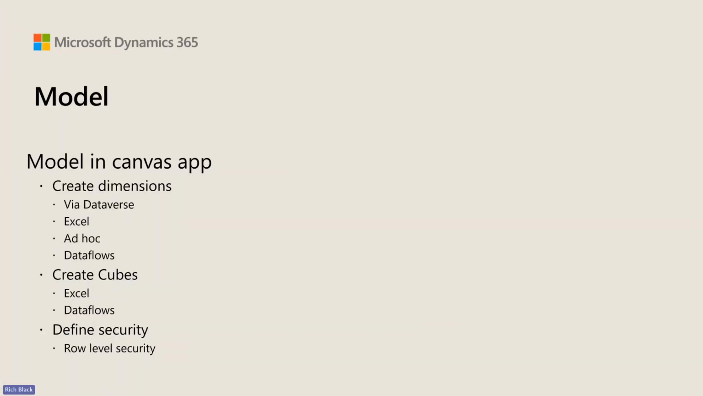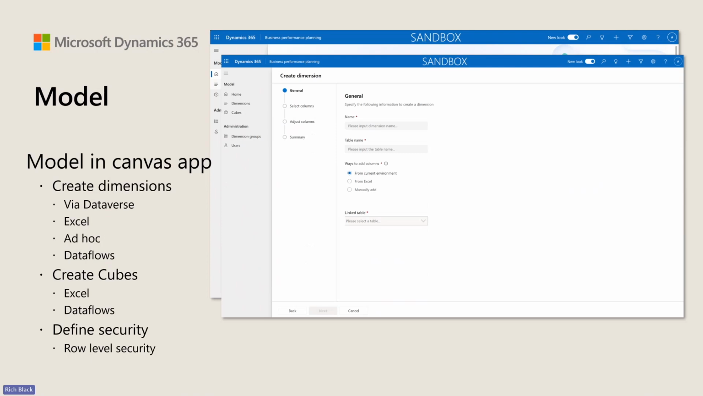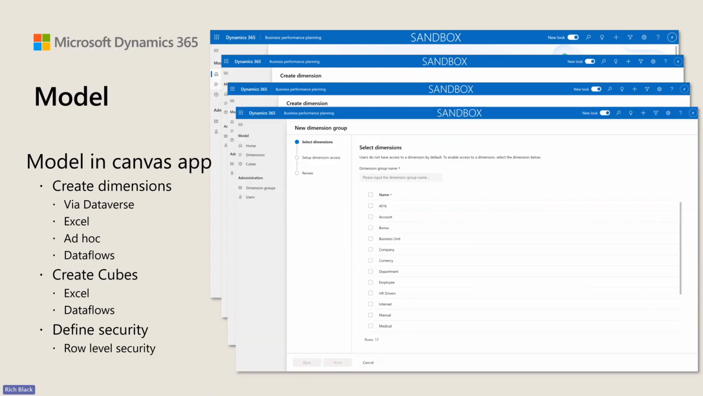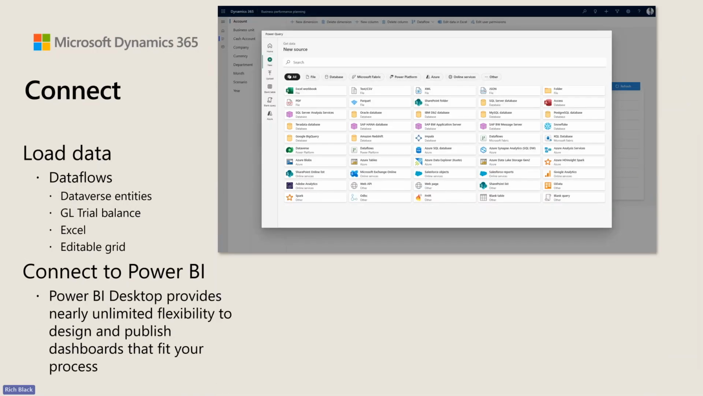So if we start with the idea of modeling, we're going to work in our Canvas application. Here's a couple of glimpses of the Canvas application where we will create our dimensions, create our cubes, and maybe populate or maintain those dimension values and define security on those dimension values. We can connect in that Canvas application as well, and we can leverage a number of different means to import data, the most powerful of which is, of course, data flows.